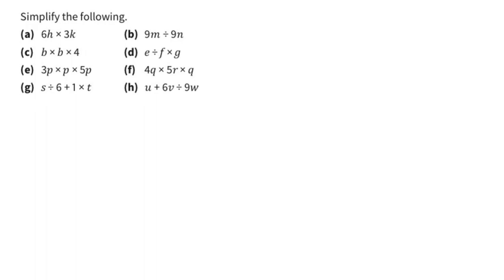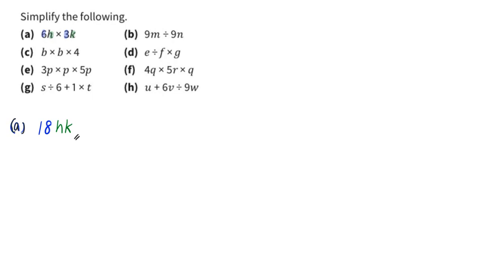Alright, for this particular problem, we are going to simplify the following. So, slowly, for part A, we will have 6h times 3k. 6 times 3 will be equal to 18, followed by my h and k. When we write h times k, we are going to write it as hk. So that will be the answer for part A.